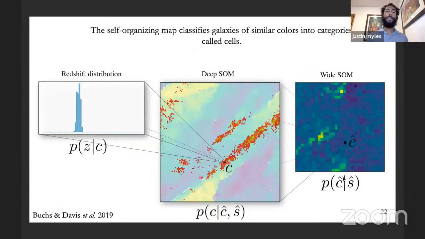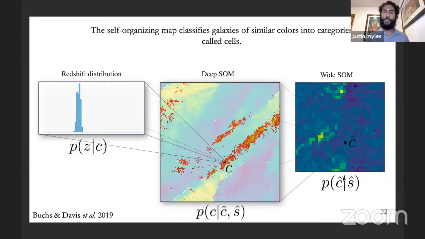Okay, so now I'm going to talk about how we use self-organizing maps to achieve this. I was very careful to describe these as categories rather than as self-organizing map cells. In practice, these categories are self-organizing map cells. We use self-organizing maps to group galaxies of similar colors into categories. But that's not really the important feature of the method. The important feature of the method is the inference. And the fact that we use self-organizing maps to facilitate that is of less importance.